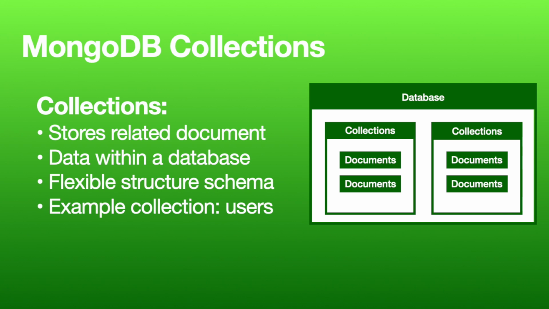MongoDB collections store groups of related documents within a database. Unlike traditional tables, collections have a flexible schema, which allows documents to have different structures. For example, a collection named users can store all user-related data, even if each document has slightly different fields.